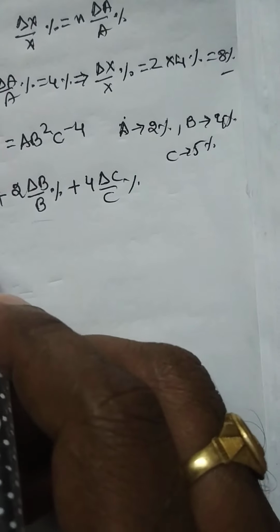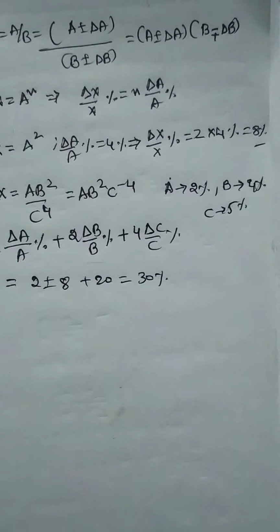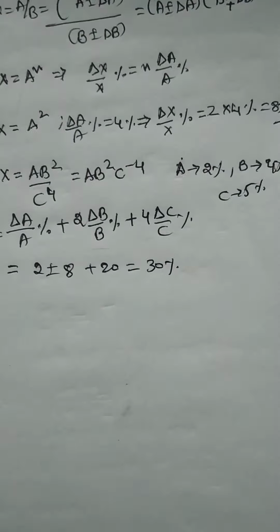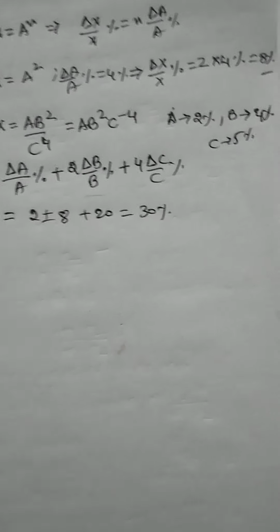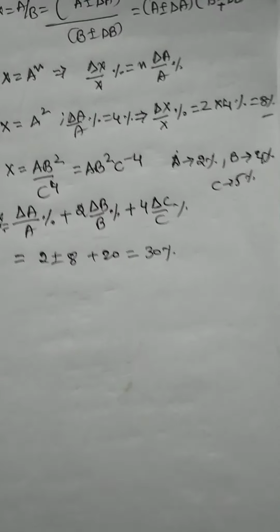So in A, the percentage error is given as 2 plus. In B, the percentage error is given as 4, 2 4s are 8. In C, percentage error is given as 5, 4 5s are 20. So you will get 30%. So that is the way how to get the percentage error.